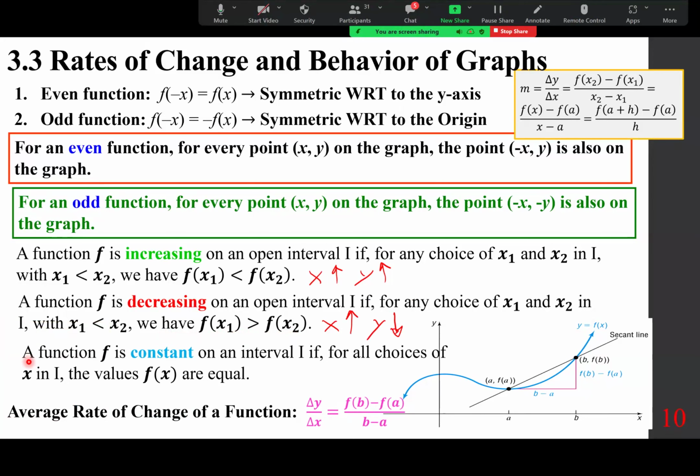And the last piece. A function f is constant on an interval I if for all choices of x in I, the values f of x are equal. Perfect. So we have an increasing case, decreasing case, and a constant.